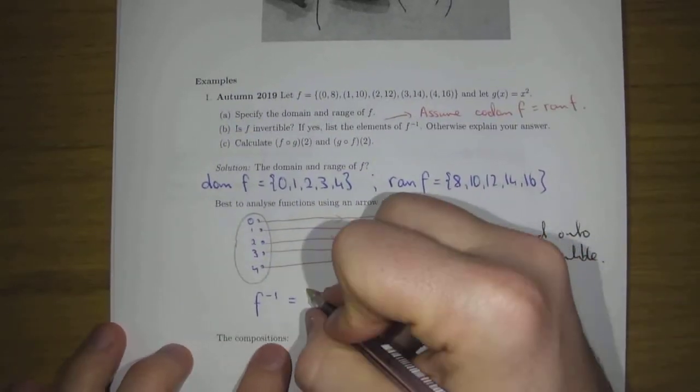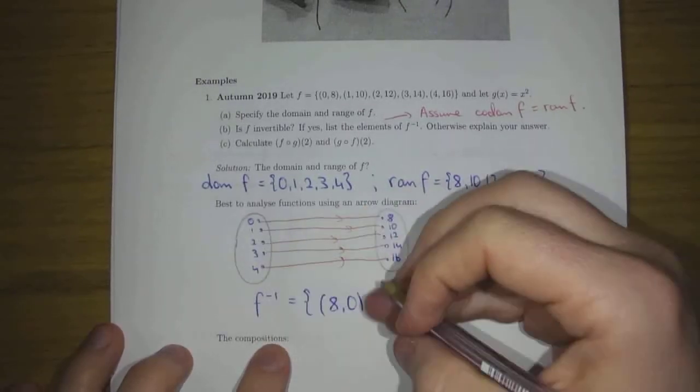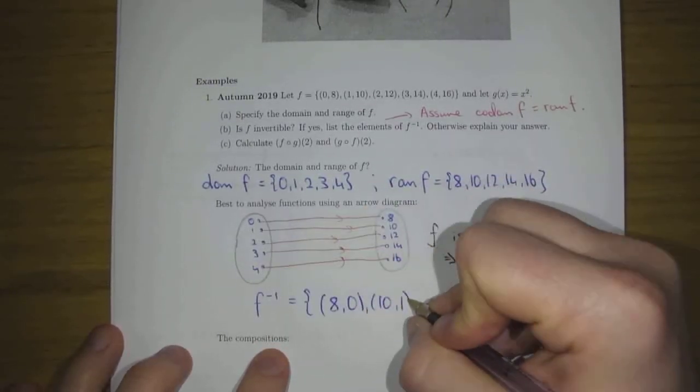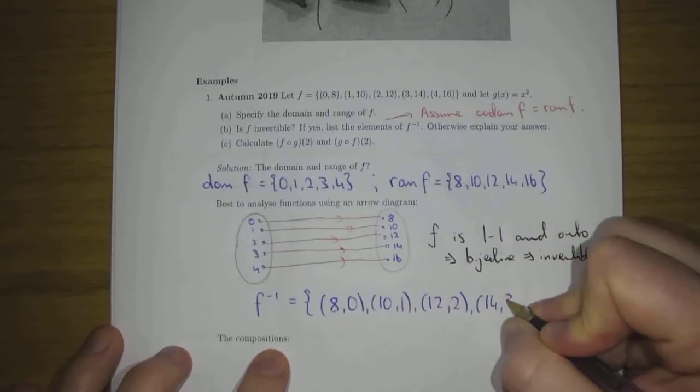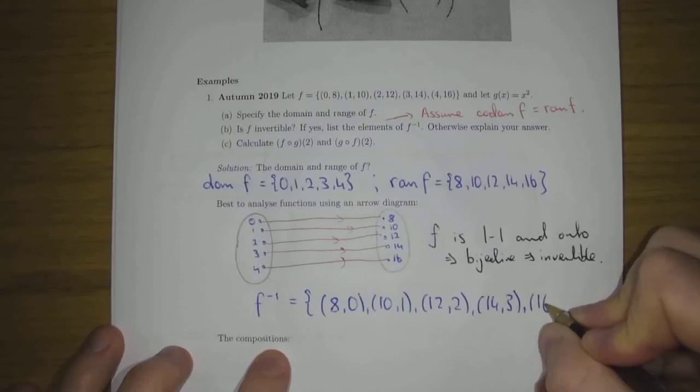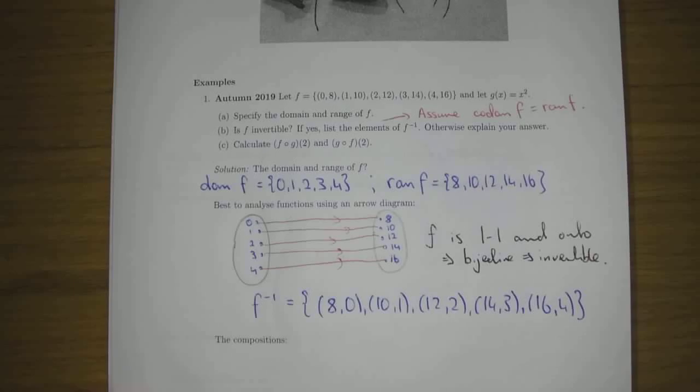That's all we have to do. We can look at it here if we want. 8 gets sent back to 0. 10 back to 1. 12 back to 2. 14 back to 3. 16 back to 4. Or else we can just flip the ones up there. Now I'm out of time to do the other question in this video.